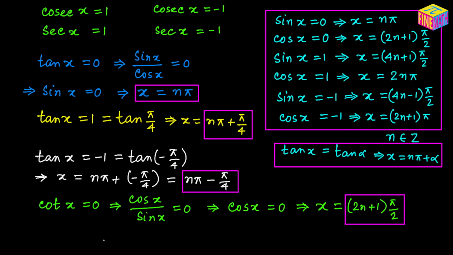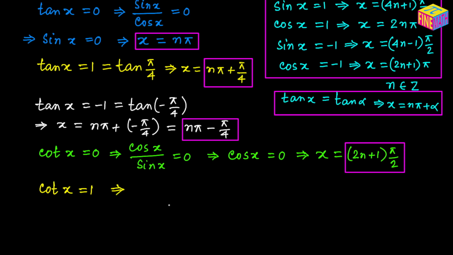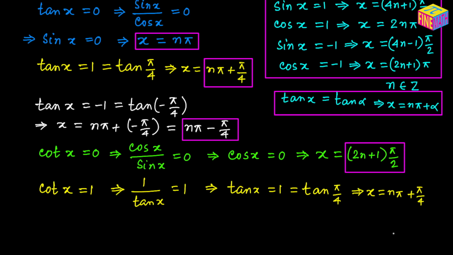Next, let's talk about cotangent of x equals 1. Can we write it as 1 over tangent of x equals 1? And from here we can clearly see that tangent of x is equal to 1, which is again equal to tangent of pi over 4. So here again the general solution will be the same as the general solution of tangent of x equals 1, and that was n pi plus pi over 4.